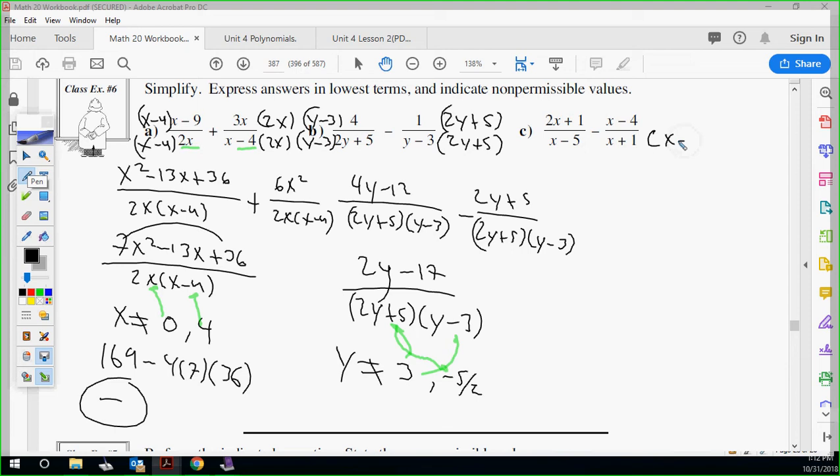This is going to be an x minus 5, so FOIL the top, x plus 1. Leave the bottom not foiled, yep. So top left is going to be 2x squared, x, 2x, 3x, and 1.